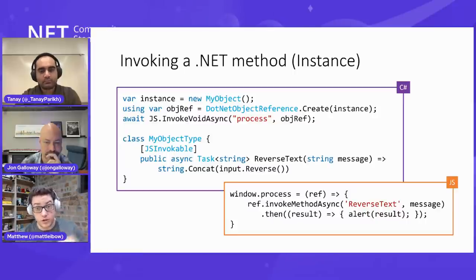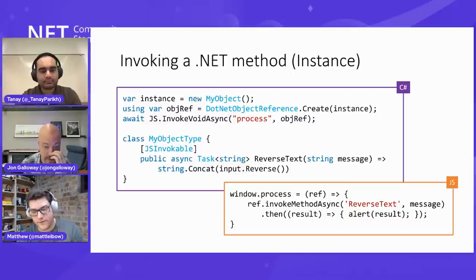In order to do that, the first line is I'm creating some random object. This could be whatever you want. In my case of SkiaSharp, it's basically my little manager to manage the surfaces and stuff. And what I do is use .NET object reference create, and basically it wraps the .NET object in a special JavaScript thing that I can then pass around to JavaScript. So if you look at the first three lines, I create an object, I wrap it in this .NET object reference, and then I pass that object reference to this process method. I just called it that because I was running out of space. Then when it gets to JavaScript, it's not the object itself, but rather a reference to it that allows me to call methods on it.